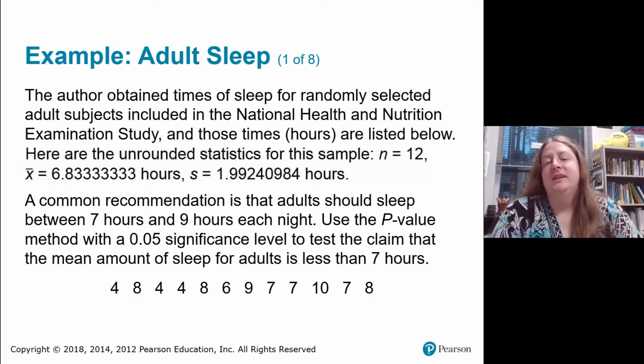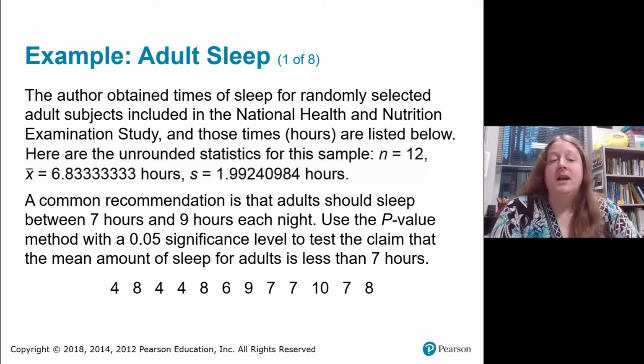They give us a sample size of 12. They give us a sample mean of 6.833333. That value came from taking the mean of those 12 numbers listed at the bottom of this slide. And we have a sample standard deviation of 1.99240984. You could also calculate that using the 12 numbers at the bottom of this slide. If you want some practice calculating sample means and standard deviations, go for it. This would be a great thing to do with this.